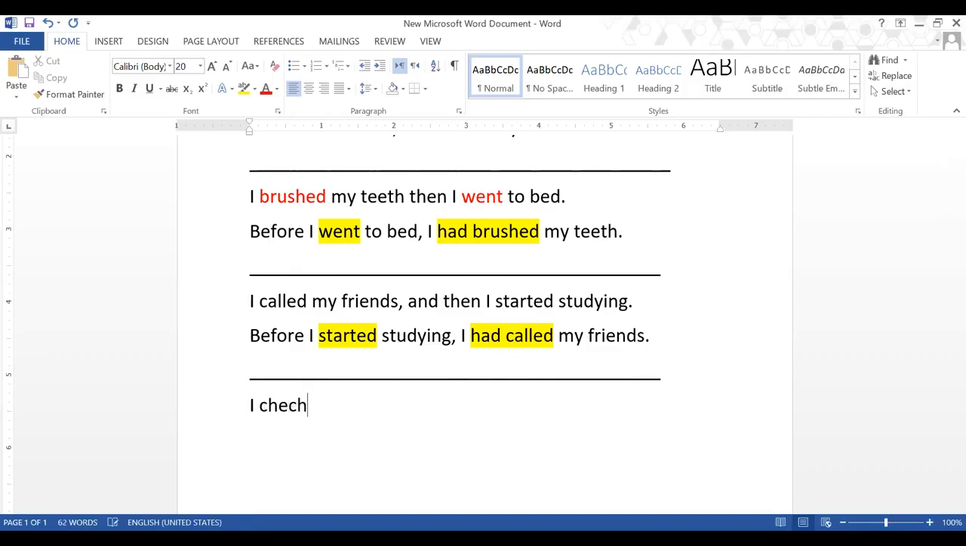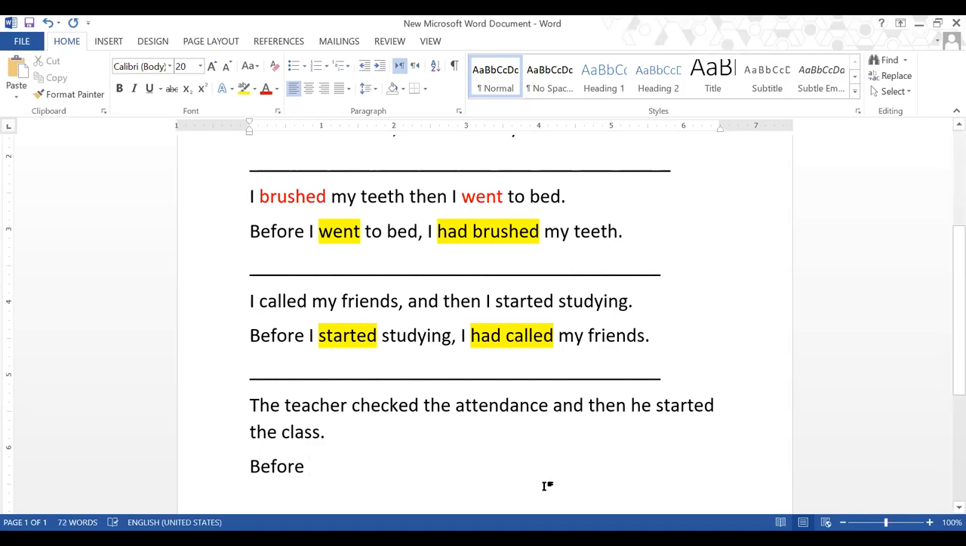I checked how the teacher checked the attendance, and then he started the class. Before. Before he started the class. Amazing.